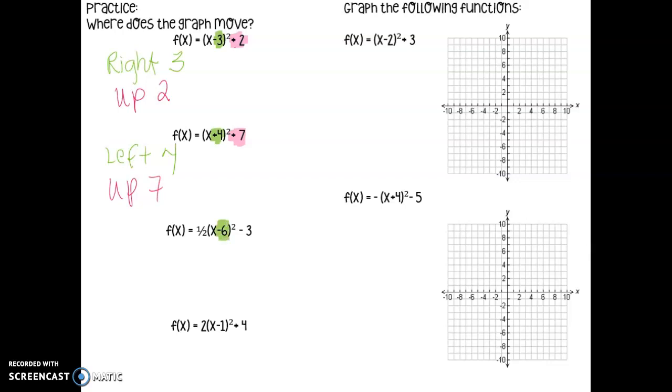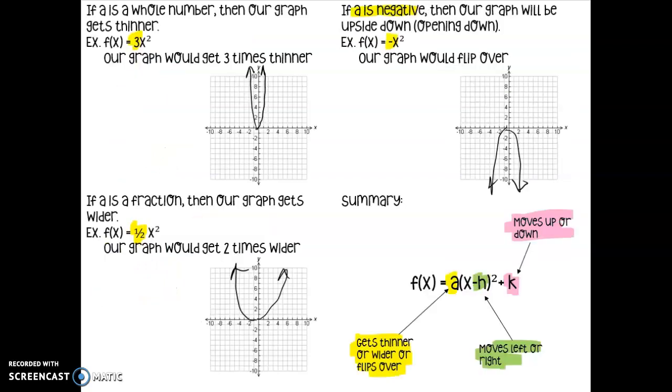negative 6. If h is negative, I move to the right 6. If k is negative, I move down 3. And now let's look at our a value. So a is a fraction. If a is a fraction, our graph gets wider. So in our example, 1/2, our graph got wider by 2.